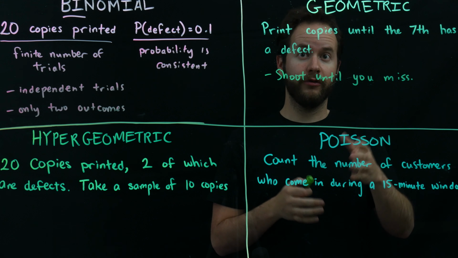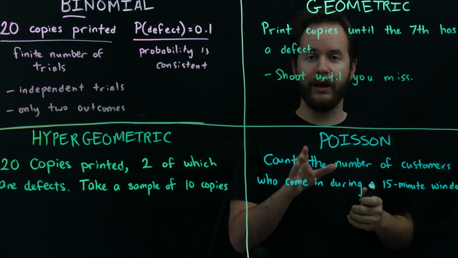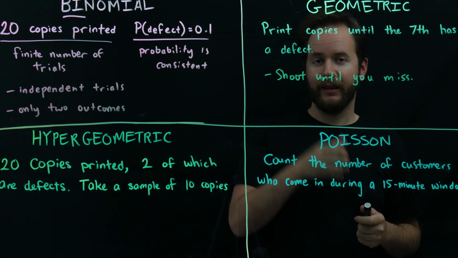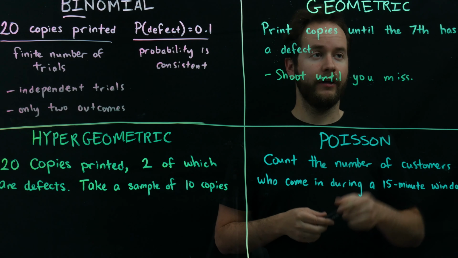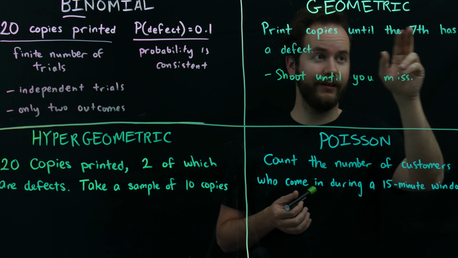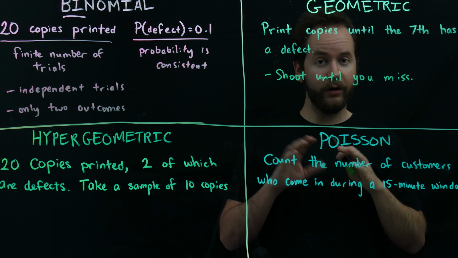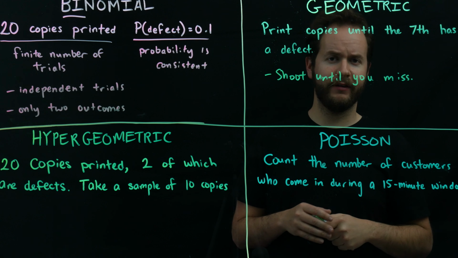I call it the shoot till you miss distribution because we're only concerned with finding out how likely it is that we keep shooting until finally we get a defect or finally we miss the shot. In this case, we're printing copies. We don't know how many copies we're going to print, but we're going to keep printing copies until the 7th one is bad. And once the 7th one is bad, we stop the simulation and we ask ourselves, how likely was it that that was going to happen?